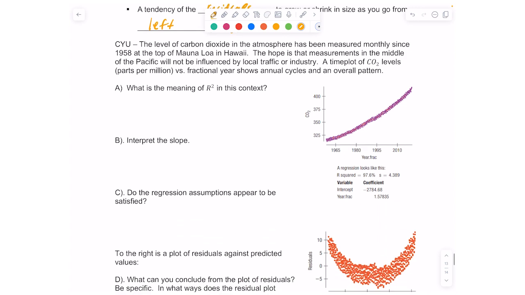And I would like you to pause the video for this final example here and then try to work out these problems, and you can unpause when you're ready to go over it.